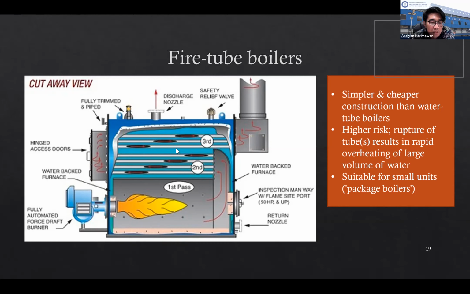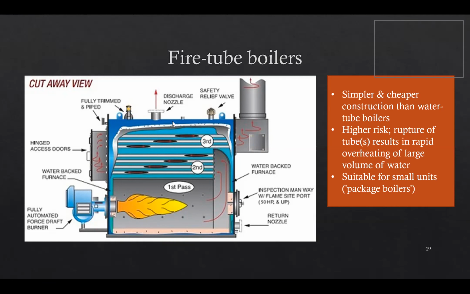But the water is not only experiencing increasing temperature, but also increasing pressure, right? Remember, in thermodynamics you have learned about how to produce steam. So basically, when you have steam, it's not only the temperature that is increased, but the pressure is also increased. What happens if you have overheating of a large volume of water? It means you have overpressure as well. And what happens if you have overpressure of a very large volume of water?